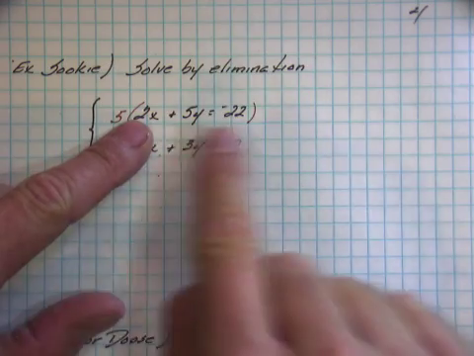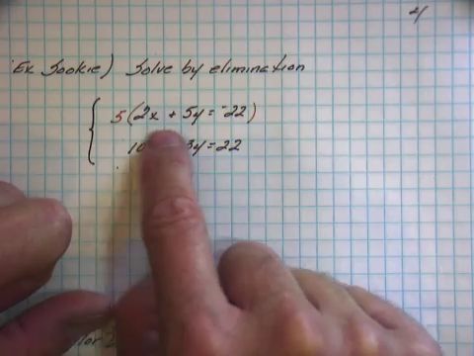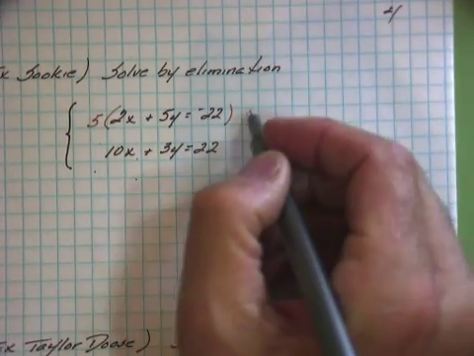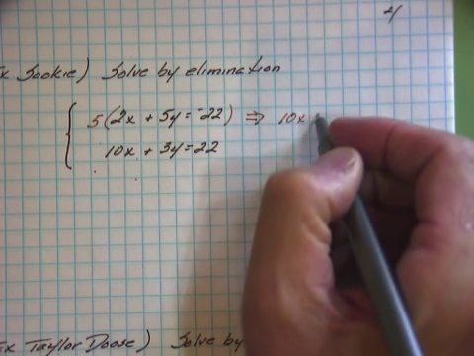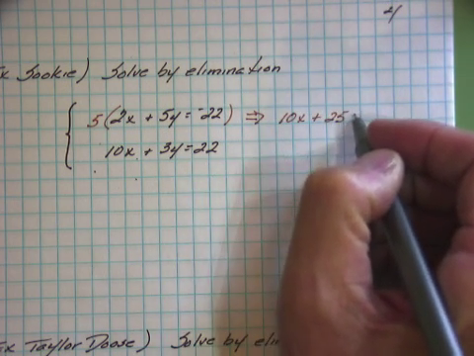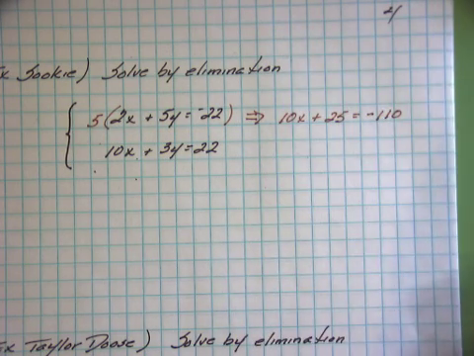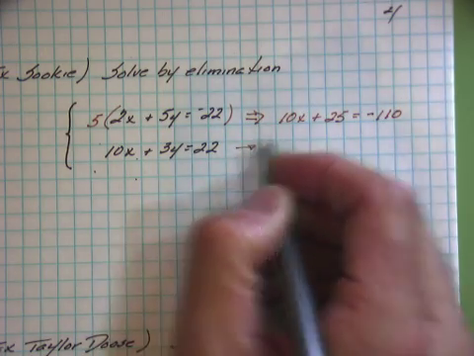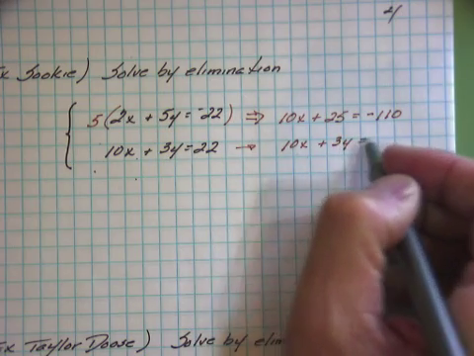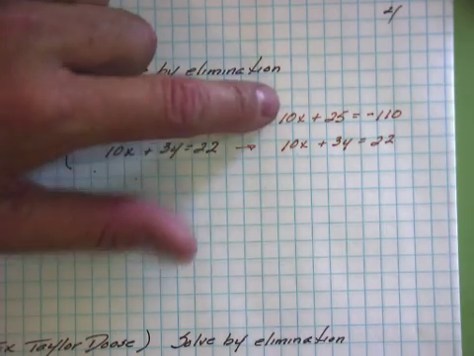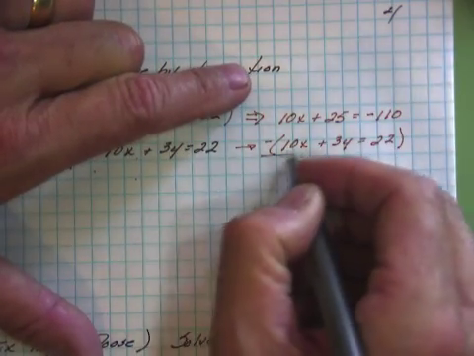So let's try that. Let's take this whole top equation and multiply it by 5. I can do that because when I'm done multiplying by 5, the left side will still equal the right side, because I'm multiplying the entire equation. So this equation becomes 10x plus 25y equals negative 110. Yes, I did that right. I'm just going to slide the other one over: 10x plus 3y equals 22.